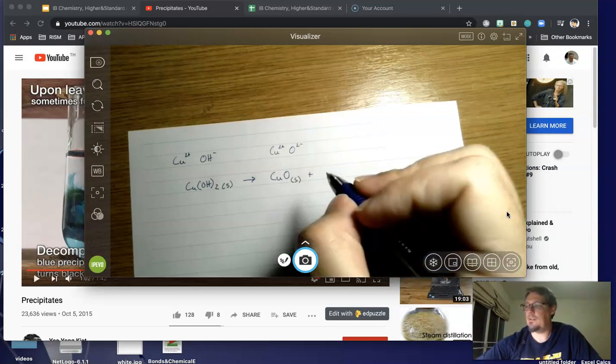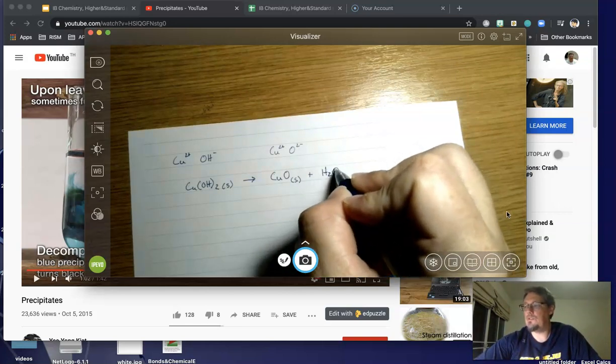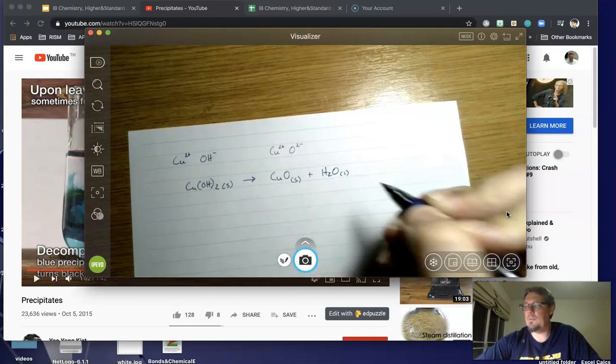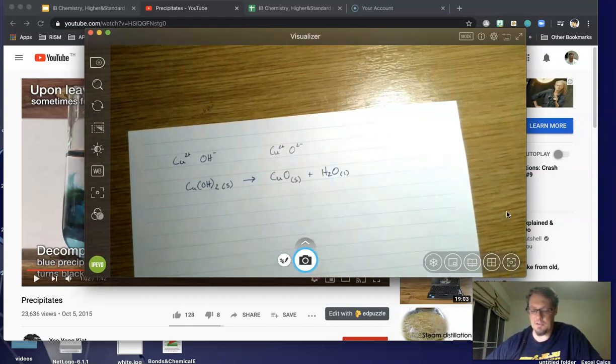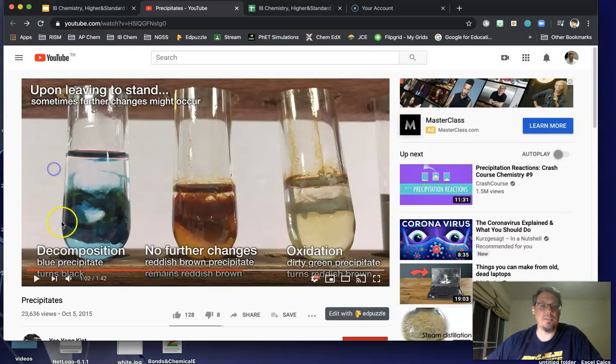Correct. The other product is water, H2O, and water at room temperature and pressure is a liquid. All right. Notice we do not see any bubbles when this happens, which would indicate any gas forming like H2 or O2 or H2O gas, the steam. Okay, so we know that water is a liquid here.